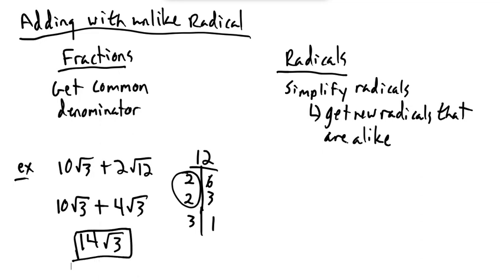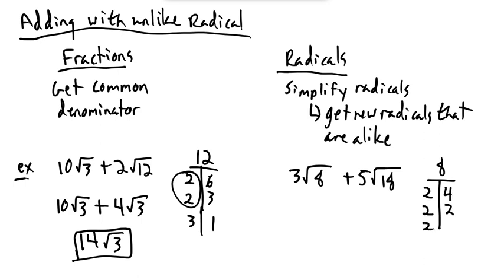All right, let's look at a harder version of this. Let's say you have 3 square root 8 plus 5 root 18. Now we have 2 of these, and it looks like they both can be simplified. So let's start with 8. What do we get? Well, we divide by 2 to get 4, 2 to get 2, and 2 to get 1. So this becomes 3 times 2, or 6 root 2. What about 18? Going to do the same thing.